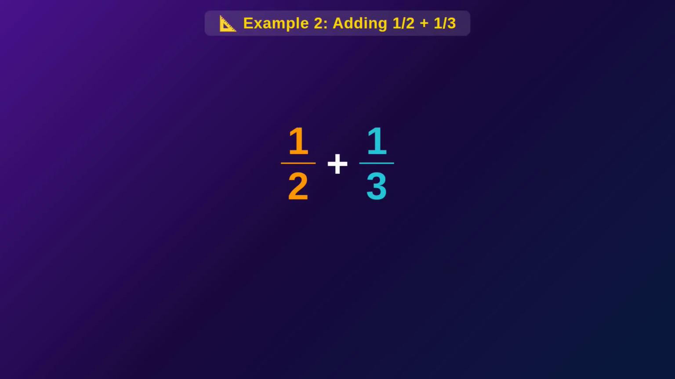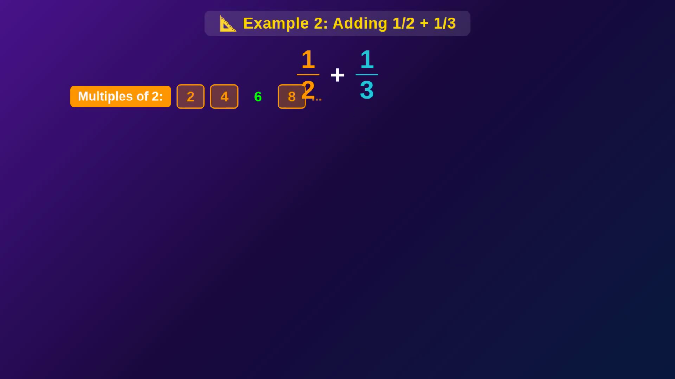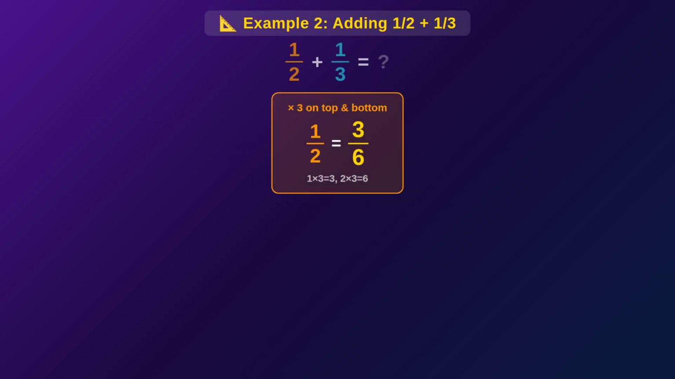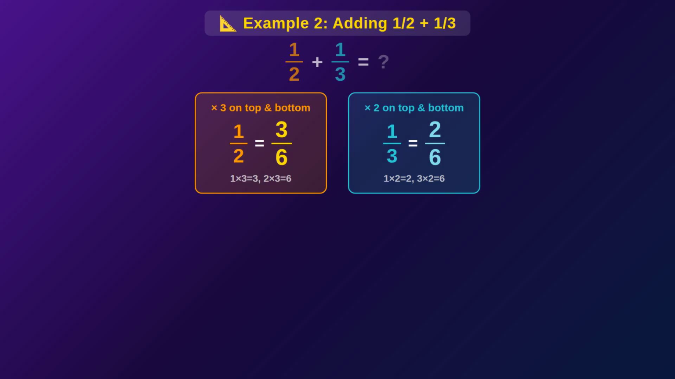We're ready to add. Now let's actually add two fractions with unlike denominators. We're adding 1/2 plus 1/3. First, find the LCD. Multiples of 2: 2, 4, 6, 8. Multiples of 3: 3, 6, 9, 12. The first number in both lists is 6, so the LCD is 6. Now convert 1/2. 2 times 3 equals 6, so multiply the top by 3. 1 times 3 is 3.